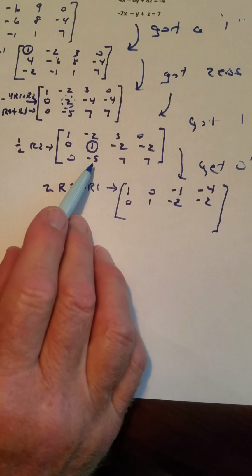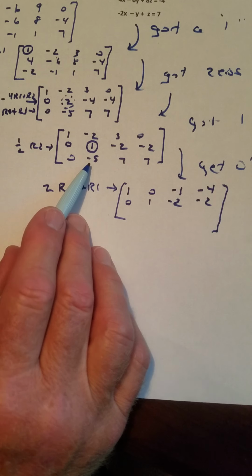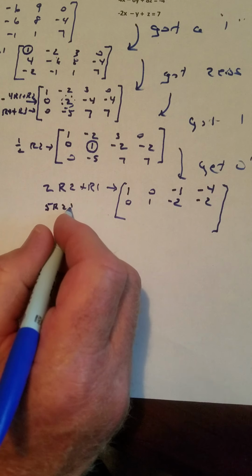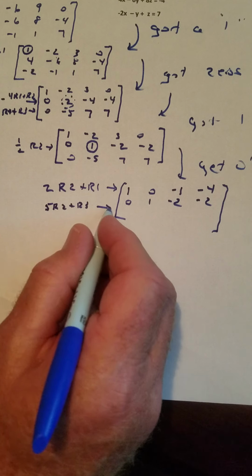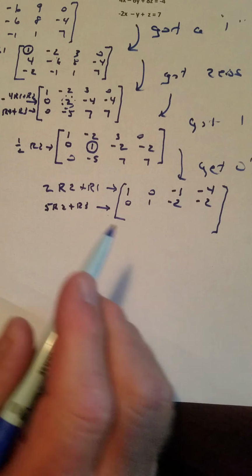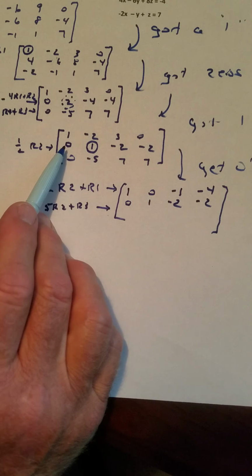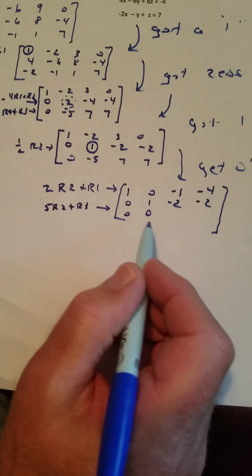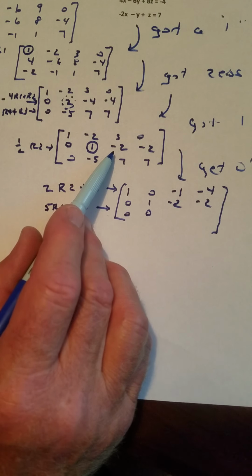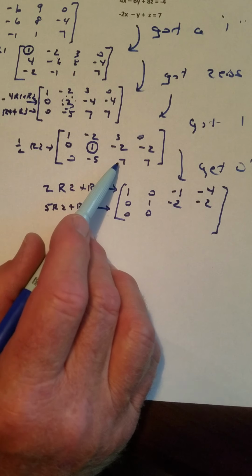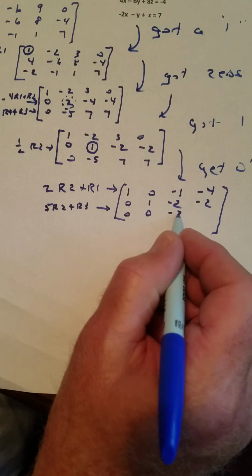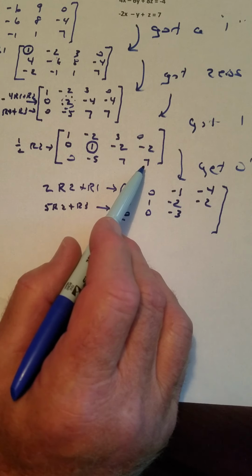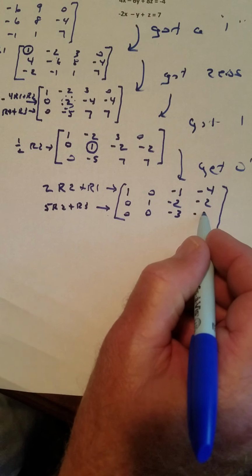Okay, bottom row. I want to get a 0 where the -5 is. The opposite of -5 is 5. So I'm going to take 5 times row 2, add it to row 3, and put the answers in row 3. 5 times 0 is 0, plus 0 is 0. 5 times 1 is 5, plus -5 is 0. 5 times negative 2 is negative 10, plus 7 is negative 3. 5 times negative 2 is negative 10, plus 7 is negative 3 again.